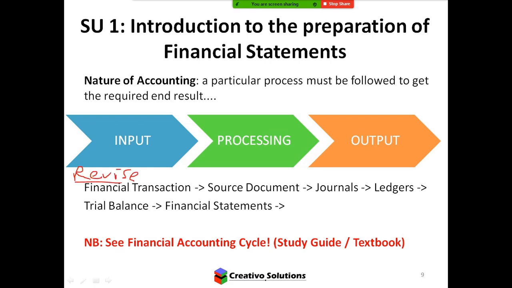Just to elaborate on that point further, here are the revision notes. You know the process. It's going to entail 6 steps: financial transaction, source document, journal, ledger, trial balance, financial statements. Ultimately, you want to make a decision. Why? Because you're using that information. Remember, this information is useful because someone has taken hundreds or thousands or millions of transactions and reduced all of those transactions to maybe a 1, 2, 3, or 4-page financial statement.